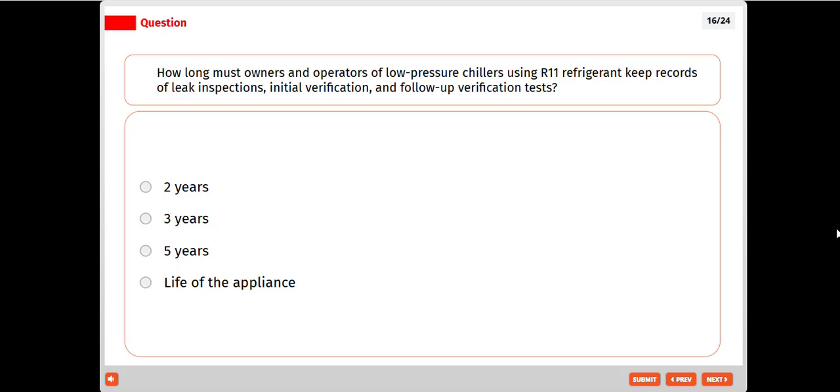How long must the owner and operator of a low-pressure chiller using R11 refrigerant keep the record of leak inspection, initial verification, and follow-up verification? For 3 years.